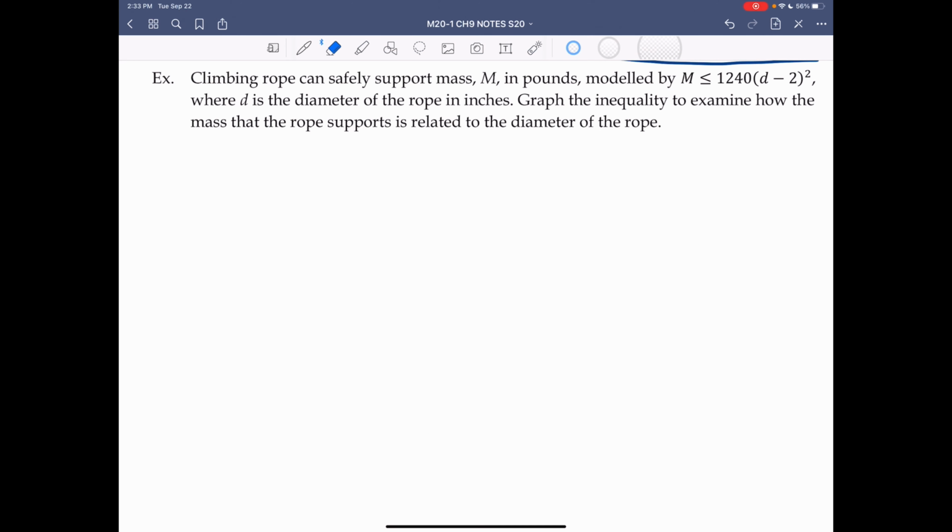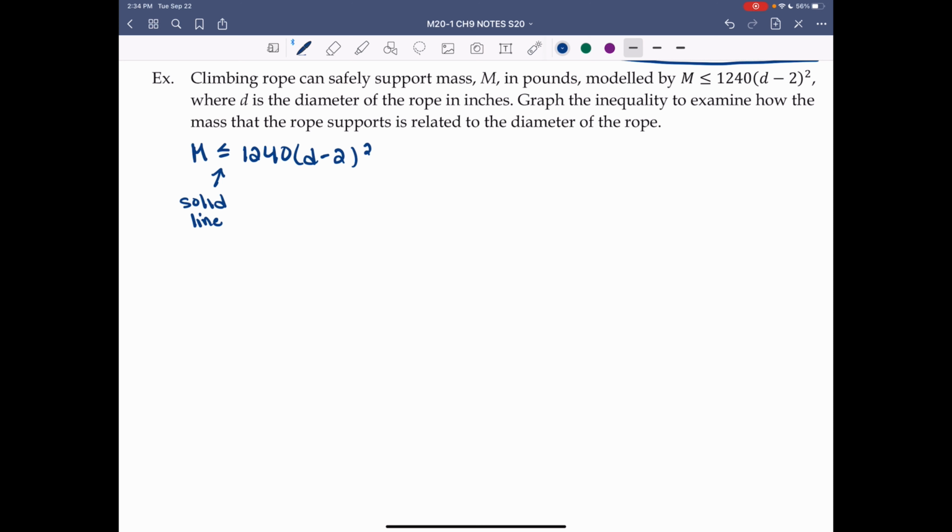Climbing rope can safely support mass m in pounds, modeled by m is less than or equal to 1240 d minus 2 squared, where d is the diameter of the rope in inches. Graph the inequality to examine how the mass that the rope supports is related to the diameter of the rope. Let's look at our inequality. M is less than or equal to 1240 d minus 2 squared. Our inequality sign has an equal sign that tells us we are graphing with a solid line.